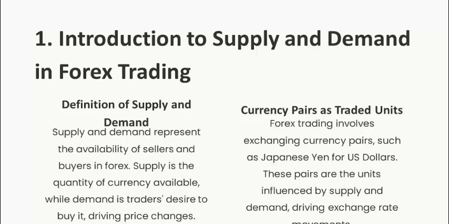What is supply and demand? To begin, let's define supply and demand in the context of Forex. Supply refers to the quantity of a currency available to be sold at a given price, and demand is the desire of traders and institutions to buy that currency. These forces are constantly interacting, and their imbalances are what drive price changes. Think of it like this: if more traders want to buy a currency than sell it, the demand exceeds supply, and the price rises. If more traders want to sell, then supply exceeds demand, and the price drops.